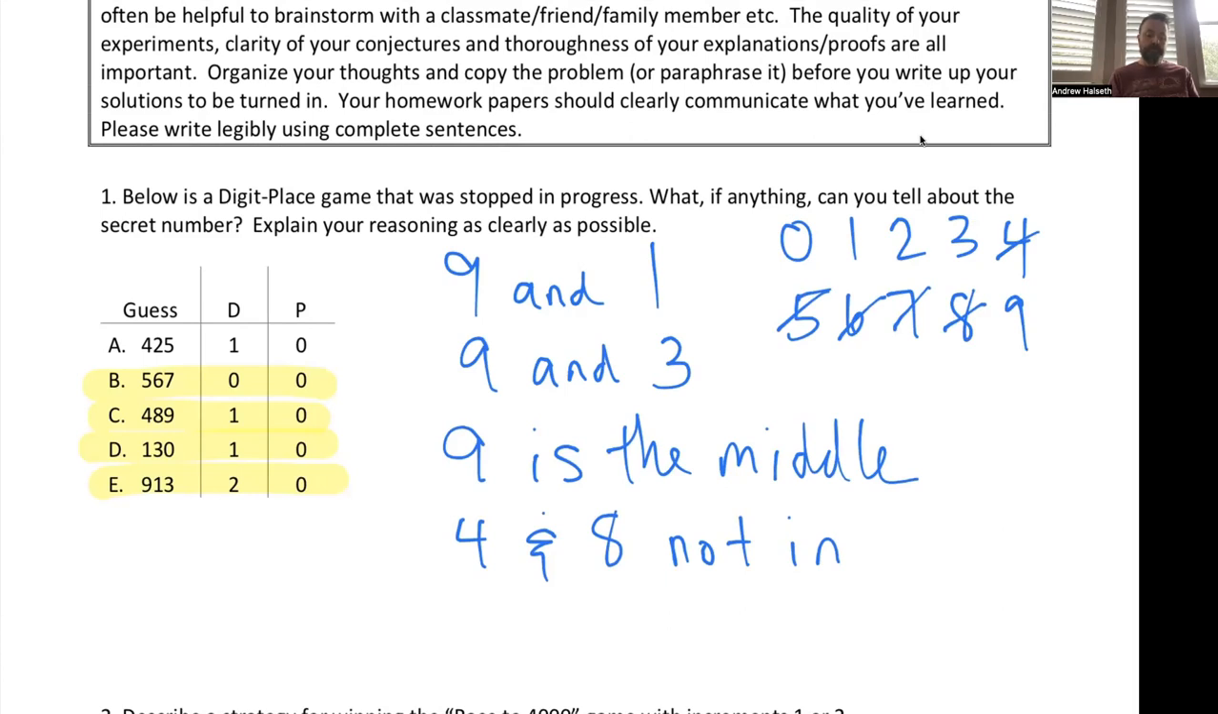Now, because 4 and 5 are not in the number, I'm going to look at the one I haven't looked at yet, guess A. If 4 and 5 are not in the number, then 2 has to be in the number. Right? So I've got my 3 numbers. So now 2 is in there. I don't know where it is yet, but I know it's in there. It's not in the middle. I can erase that. 2 is in.